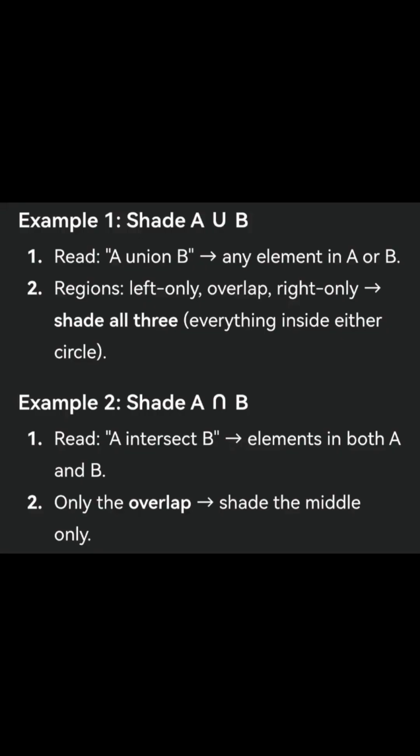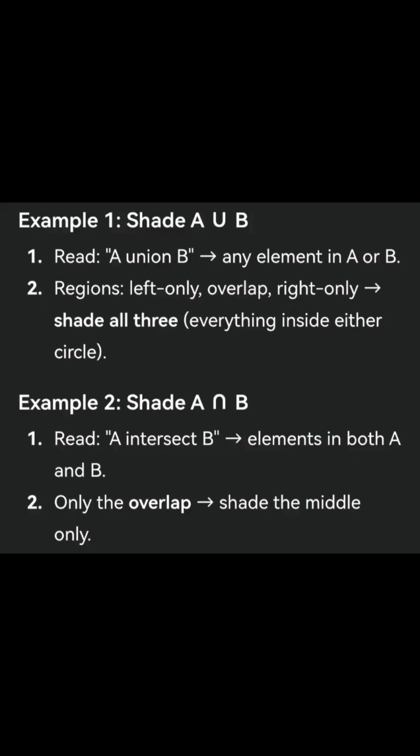Now the second is regions, right? So the regions, now we have left only, overlap, right only. So what are we doing? Shade all 3. Everything inside either circle. That's A union B. So the circles A and B, you shade them. Now bear in mind, the moment you start shading them, the intersection will automatically be shaded because they are union. Union means addition of everything in these two sets, including the intersection.